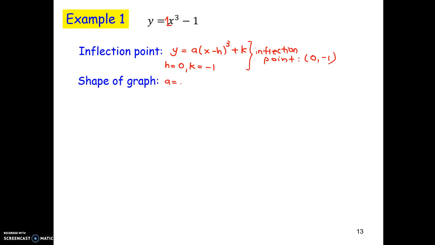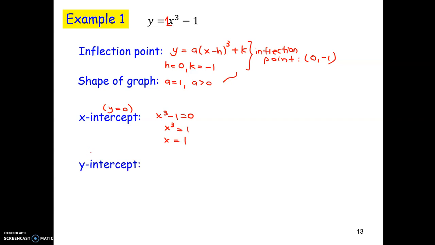And then we have to check what is the shape of the graph. So a is equal to 1, a is greater than 0. So when I draw them, I have to start from the right hand side. So the x-intercept is when the y is equal to 0. So let us try. So x cubed minus 1 equal to 0. x cubed is equal to 1. x must be positive 1. The y-intercept is when the x equal to 0. So we have y equal to 0 cubed minus 1. Therefore, y is equal to negative 1.